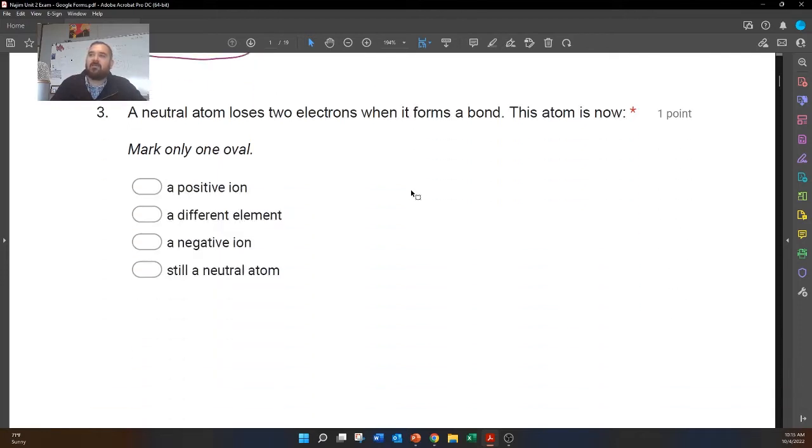So that's that one. A neutral atom loses 2 electrons when it forms a bond. The atom is now what? So a neutral atom, let's say it started off with 10 protons and then 10 electrons. And then it says that it lost 2 electrons. So now it's got 8 electrons. So if it's got 10 positive charges, 8 negative charges, what kind of charge does it have left? This is going to have a positive charge.